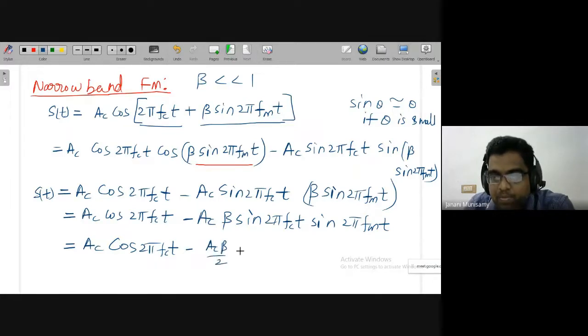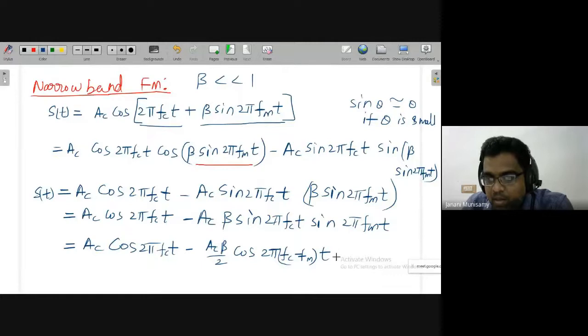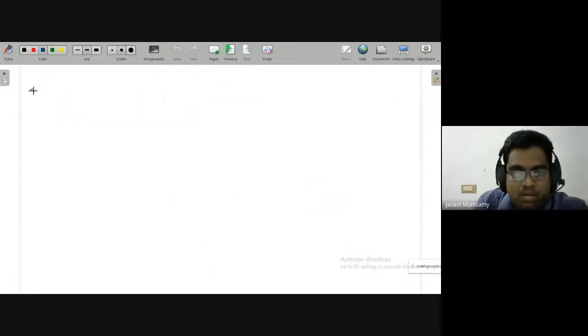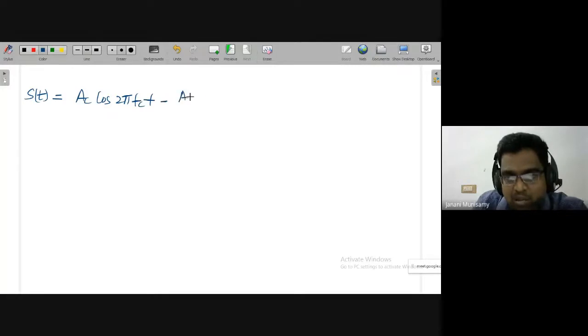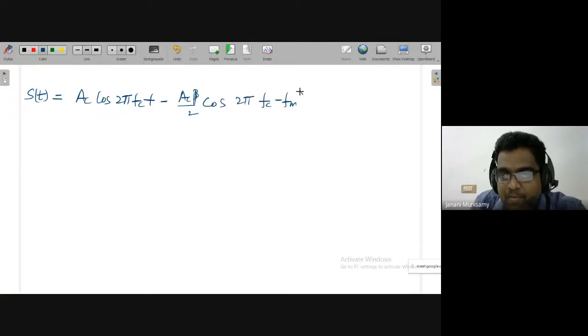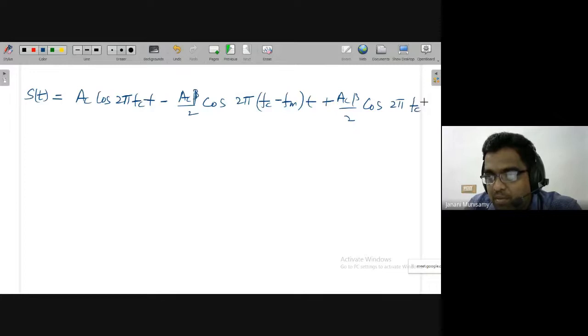AC beta by 2 cos of 2 pi (FC minus FM)T minus AC beta by 2 cos of 2 pi (FC plus FM)T. Now I will apply the minus sign to both terms, so the first term will become minus, and the next term will become plus. So finally, the narrow band FM equation is AC cos 2 pi FCT minus AC beta divided by 2 cos of 2 pi (FC minus FM)T plus AC beta by 2 cos of 2 pi (FC plus FM)T.